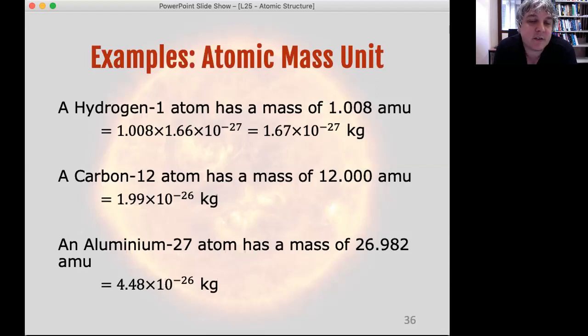A carbon 12 atom has a mass of exactly 12.000 AMU. It's exactly 12. That is how the AMU was actually defined. It's 1/12 of the mass of a carbon 12 atom. And if you multiply that by 1 AMU, you get 1.99 times 10 to the negative 26 kilograms. Similarly for aluminium 27, a mass of 26.982 AMU, which gives us that mass in kilograms. So you'll notice that they're all slightly off. The carbon 12 is exactly 12 AMU, but hydrogen is slightly above 1 AMU, and aluminium 27 is slightly below 27 AMU.